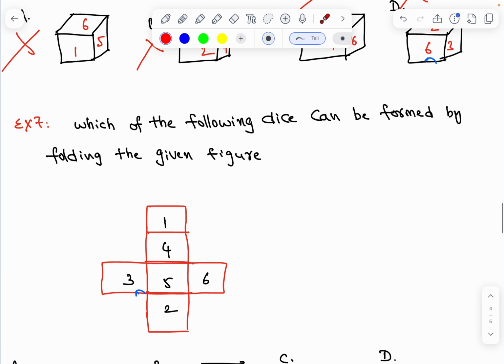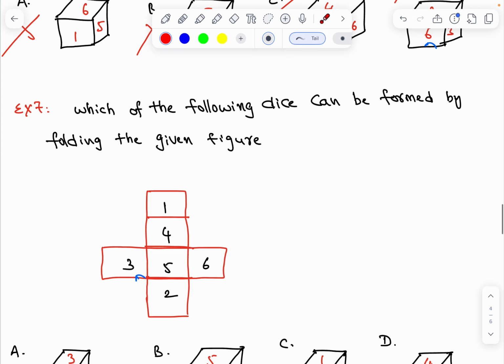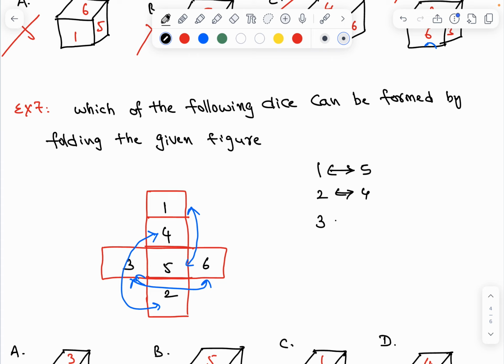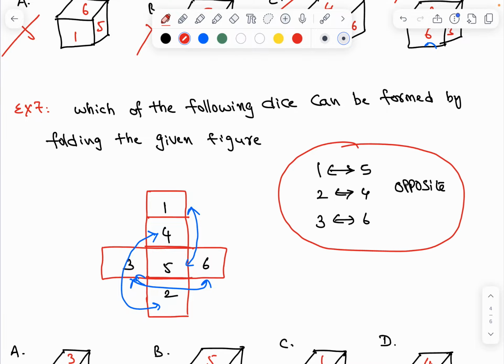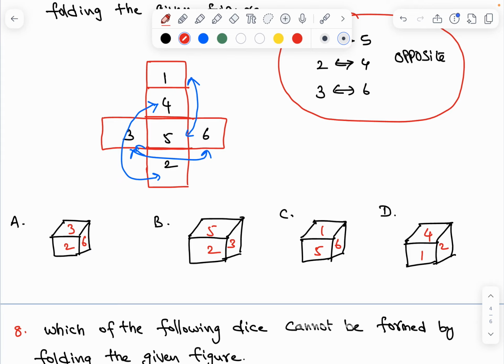Next. Which of the following dice can be formed by folding the given figure? Simple. 3 and 6 opposite, 1 and 5 opposite, 2 and 4 opposite. These are the opposites. Options are given. What is the answer? I am giving 10 seconds.